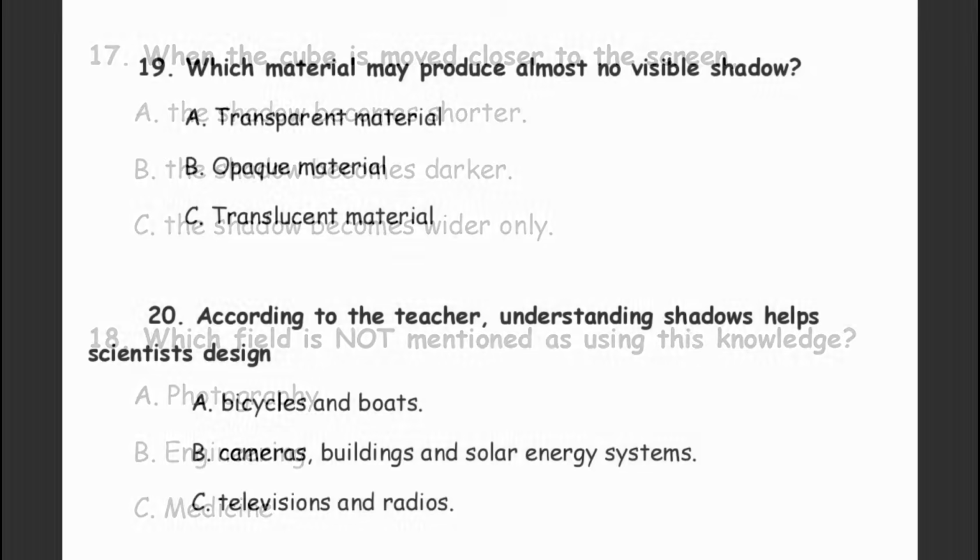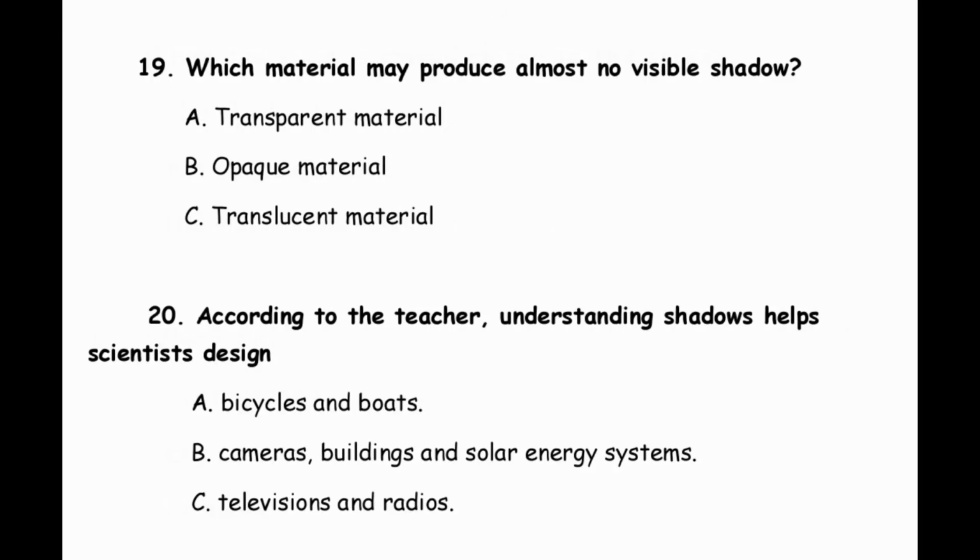Before we finish today's lesson, let's review what we've learned. Shadows are formed when light is blocked by an object. A shadow cannot form without 3 things: a light source, an object, and a surface. Transparent materials allow most light to pass through. Translucent materials allow some light to pass through. Opaque materials block all light and produce the darkest shadows.